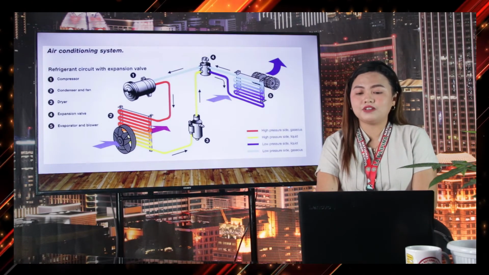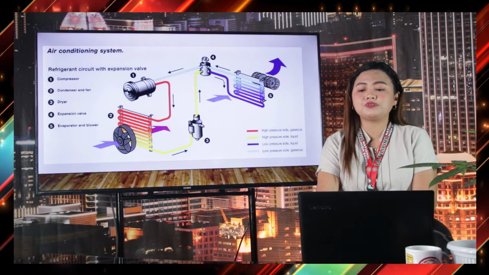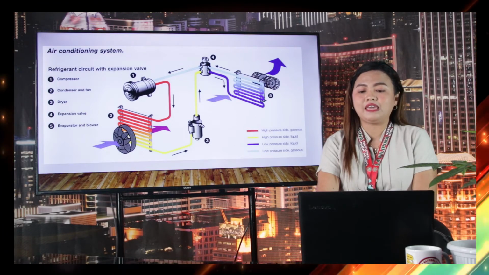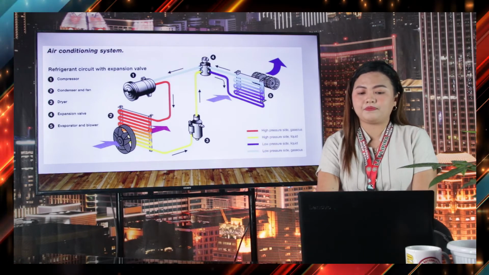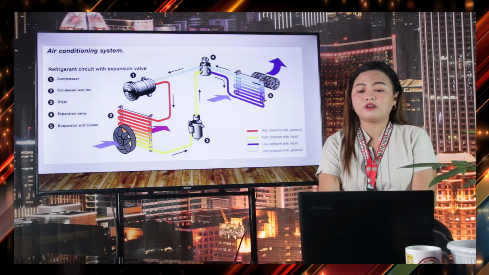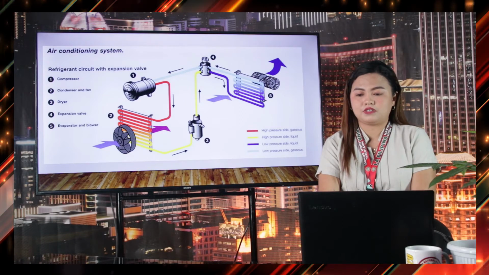An aircon or air conditioner is a system that is used to cool down a space by removing heat from the space and moving it to some outside area. Here are the major components of an air conditioner.